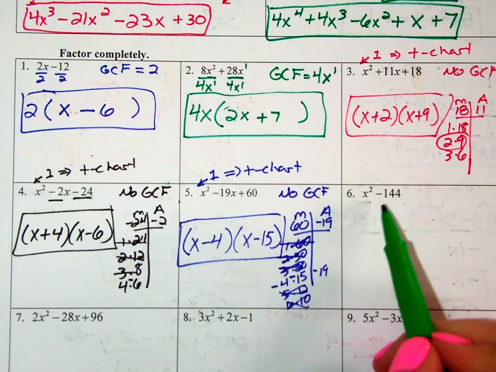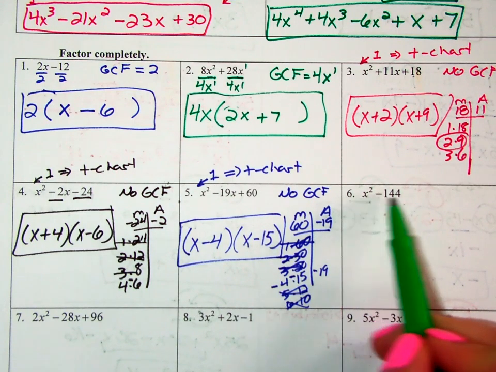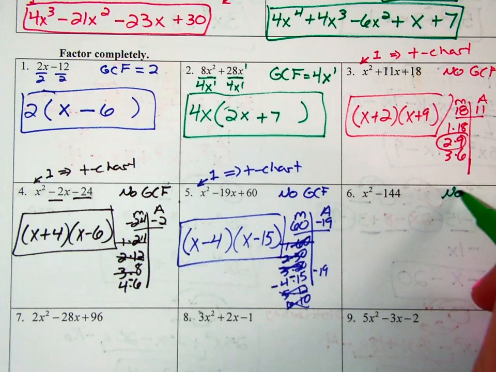Next one, again, I would look for a GCF, but my first term is 1, so there's no number. And there's not a variable in all of them, so there is no GCF.